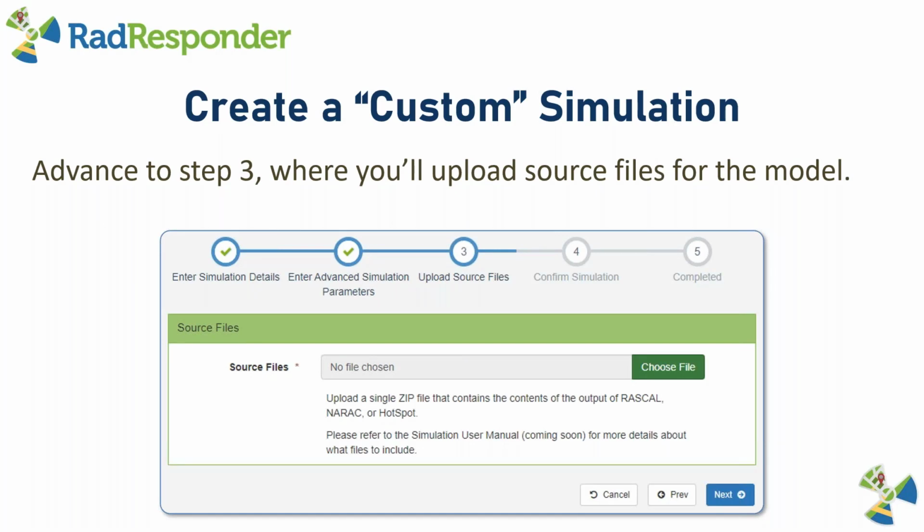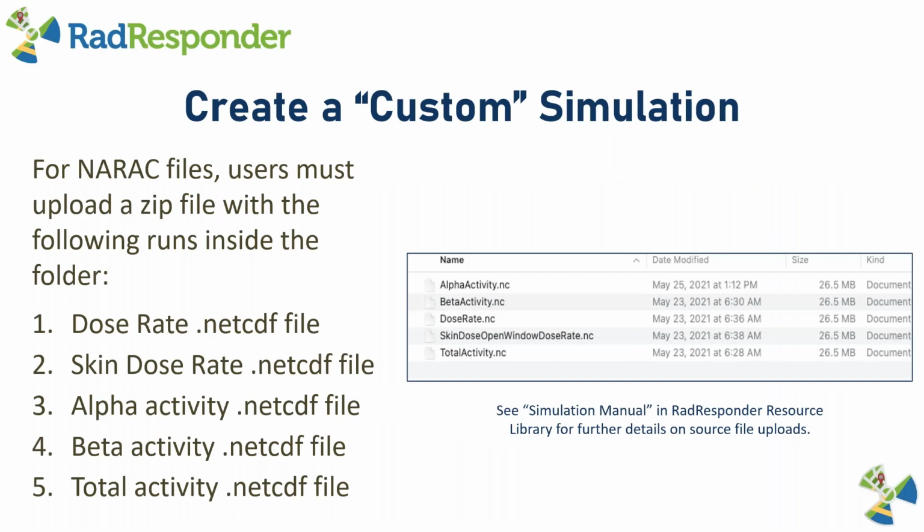The interface here is quite straightforward. I'm obviously just choosing the file that I'm uploading. In terms of what specifically you need to upload for NARAC or RASCL, there's more detailed guidance in the simulation manual, but I will touch on this a little bit. For NARAC files, you need to upload a zip file with the following runs inside the folder: a dose rate, skin dose rate, alpha activity, beta activity, and total activity NetCDF files. Those 5 need to be included in the zip file that you'll upload. Those are provided as part of the NARAC standard package if you request a model from NARAC.